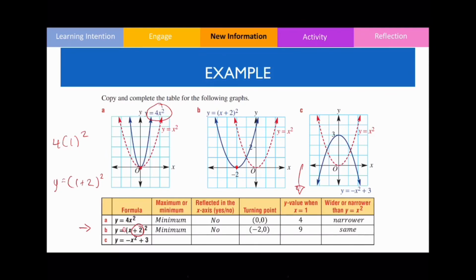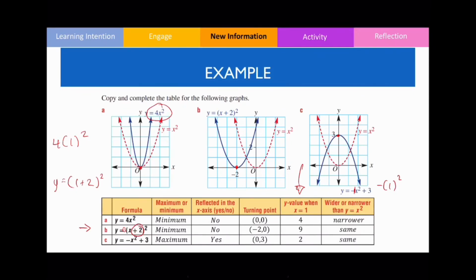For my last example, is it a maximum or minimum? Because I've got an unhappy face, it's an example of a maximum turning point. There is a reflection present, and the turning point here is 0, positive 3. Substitute 1 in, so what is 1 squared? That's equal to 1. Put the negative sign in front, so that's -1. -1 plus 3 is equal to positive 2. Because the coefficient in front of x squared is equal to 1, this is also going to remain the same.